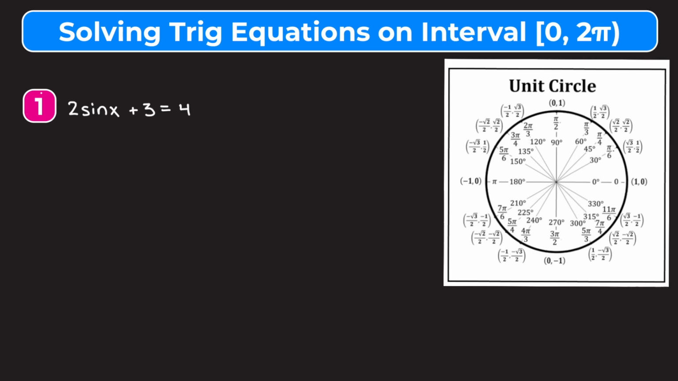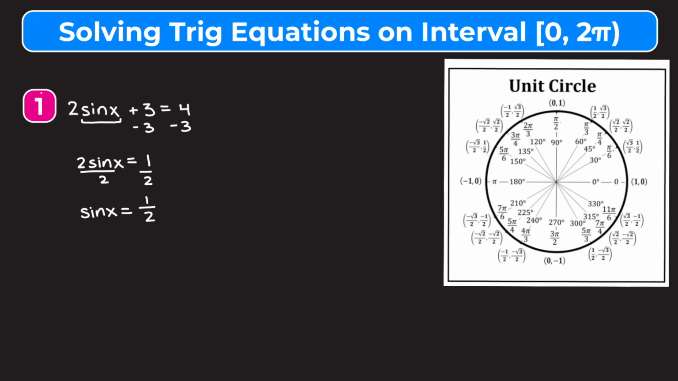So let's jump into example 1, which is 2 sine x plus 3 equals 4. We're trying to solve for x. So what we want to do first is isolate sine of x. To do that, first we want to subtract 3 from both sides of our equation. On the left, we're going to be left with 2 times the sine of x. And on the right, 4 minus 3 is 1. And now we want to divide both sides of our equation by 2. We're left with sine of x on the left, and on the right, we have 1/2.